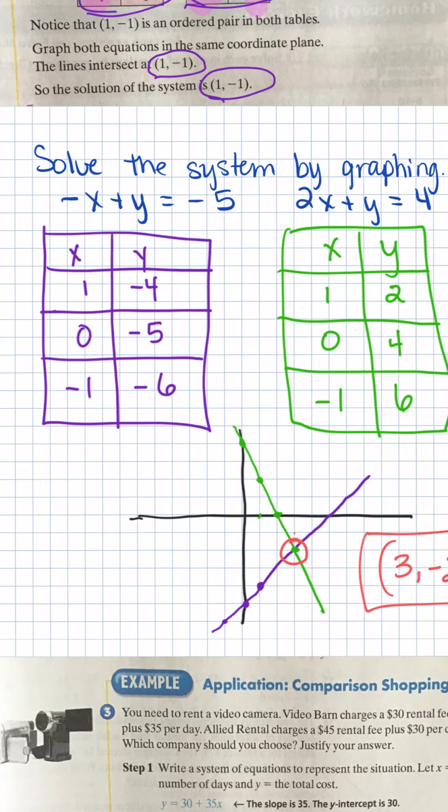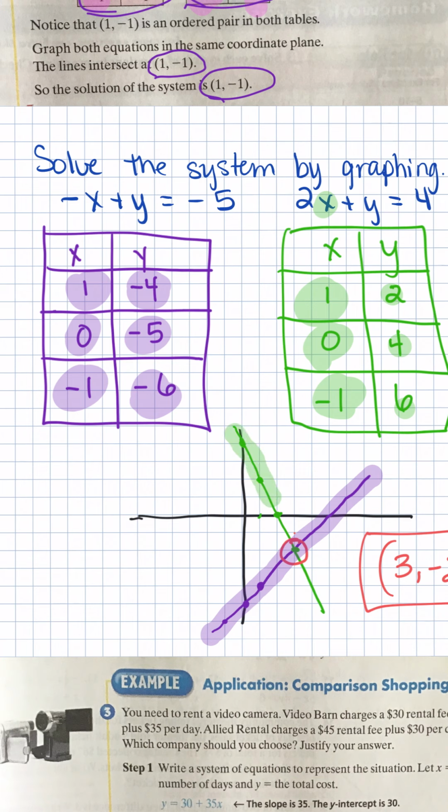Okay, so I went ahead and just used the numbers 1, 0, -1, plugged it into the equation and solved for y to get -4, -5, -6. That's how I was able to trace this line here. Same for this one. I used 1, 0, -1. Plugged it into the equation, solved for y, got 2, 4, and 6.